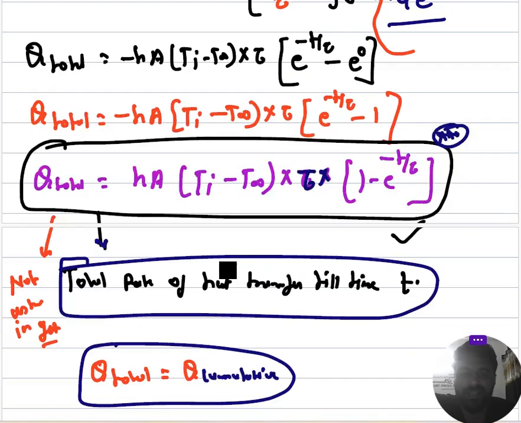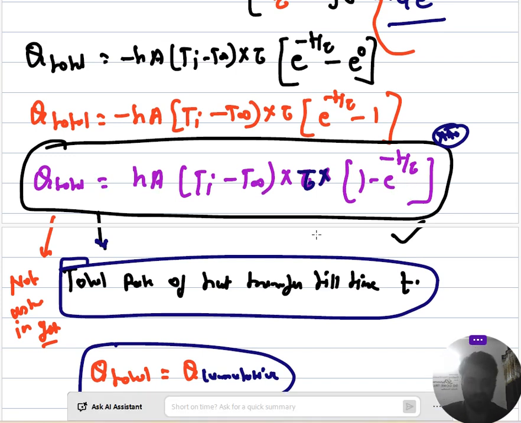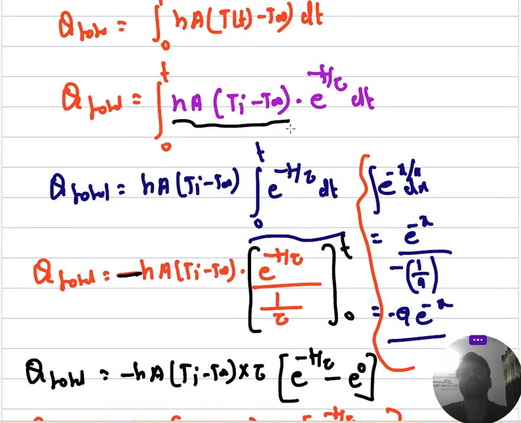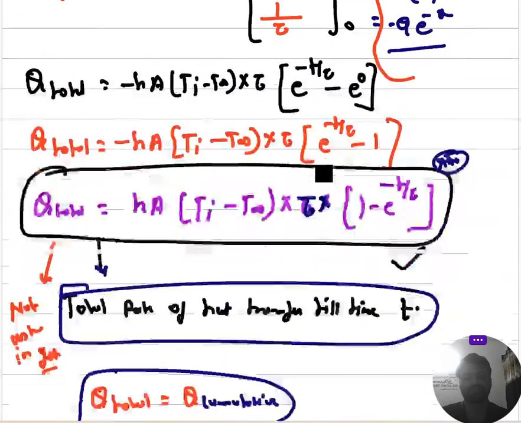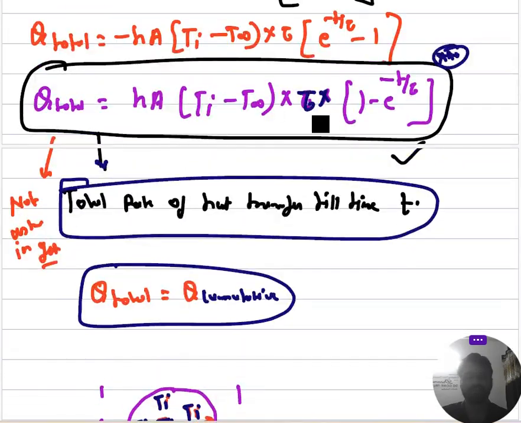Once you do the integration and calculate these things, you will get the total heat transfer up to time t equals hA (Ti minus T infinity) into tau into (1 minus e to the power minus t by tau). So this formula is very, very important. But again, I suggest you don't memorize this formula. If you know the process, how we are able to logically derive these steps mathematically, then definitely in the examination you can do it in 1 minute and write the correct formula. Remembering this formula is very difficult because lots of things will be in your mind, so I won't suggest memorizing it.